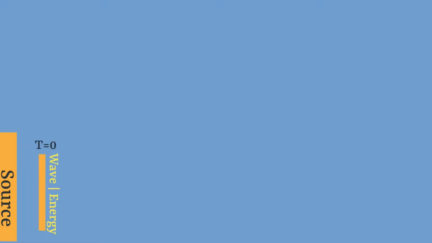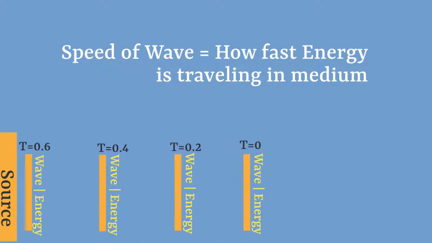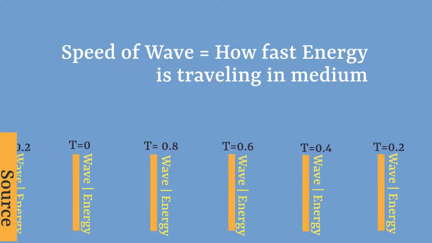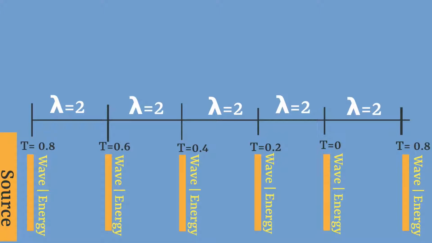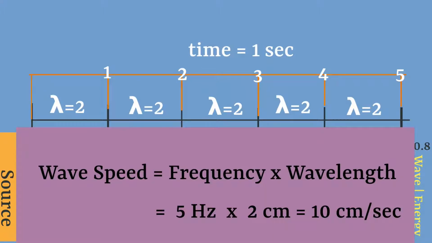Part 4. What is the speed of the wave? The speed of a wave is defined as how fast energy is traveling through a medium. We know that wavelength is the distance covered by a wave between two consecutive energy releases and frequency is the number of energy packet releases in a second of time. Multiplying these two will give us how fast the wave is traveling. In the current example, the wave is traveling at a speed of 10 centimeters per second.